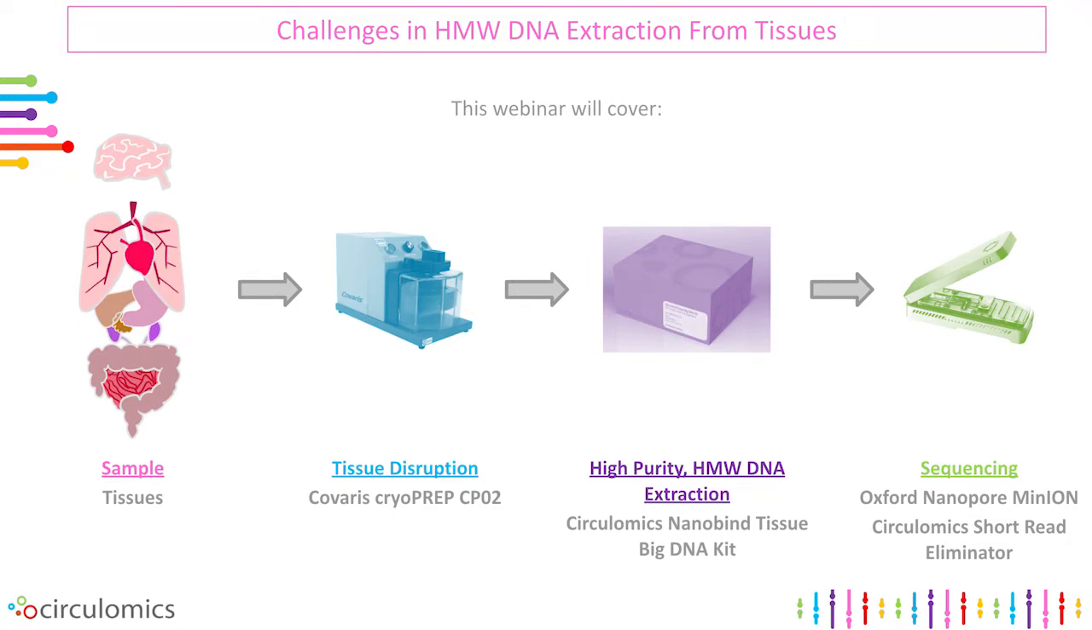A third challenge is the ability to isolate DNA of good purity and size. The nature of DNA isolation with Nanobind allows for thorough washing without DNA shearing. As a result, Nanobind extracted mammalian tissue DNA is typically very high molecular weight with purities that fall within the ideal ranges. Last, I will show you some MinION sequencing results using Nanobind extracted DNA from human tissues that were disrupted using cryoPREP. In addition, you will be able to see how short-read eliminator size selection further enhances read lengths.